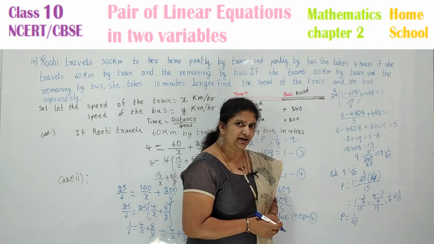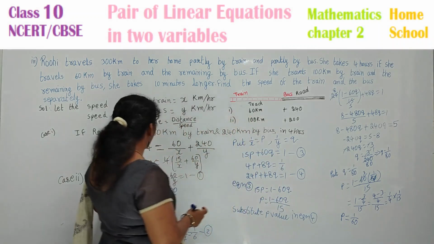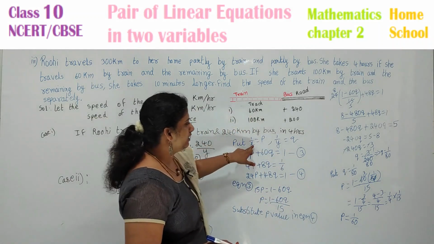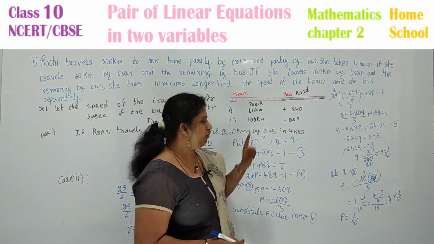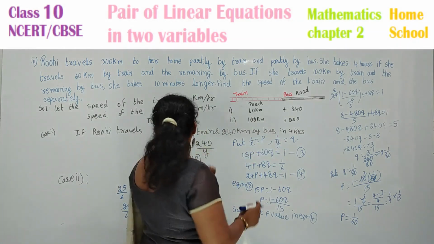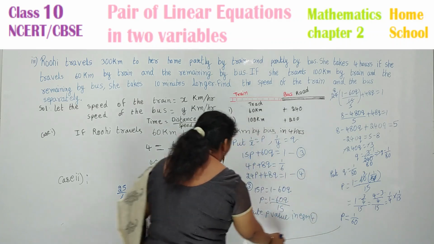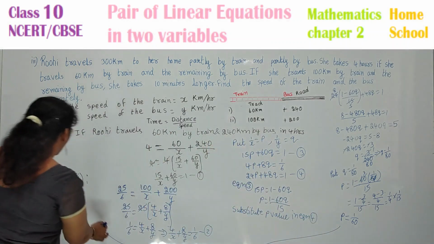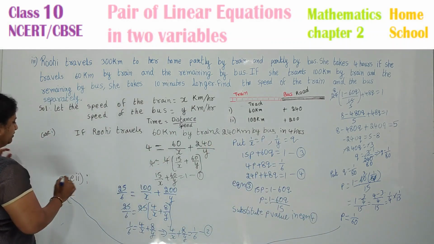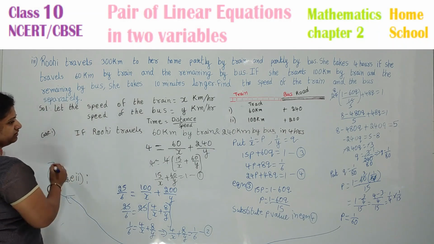Is your answer completed? No. p we have assumed here. What is that? 1 by x and q is equal to 1 by y. Let us rewrite that, children. So let me carry the problem to this corner now. Okay. Let me carry the problem here.